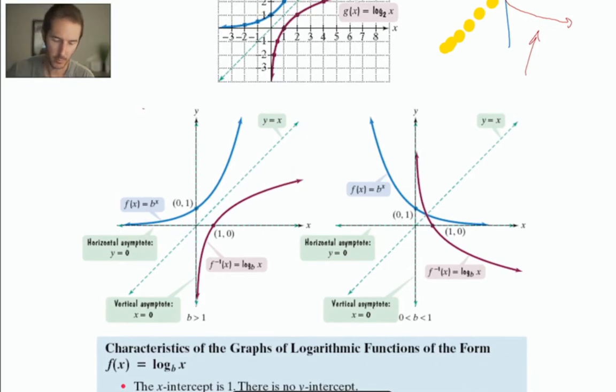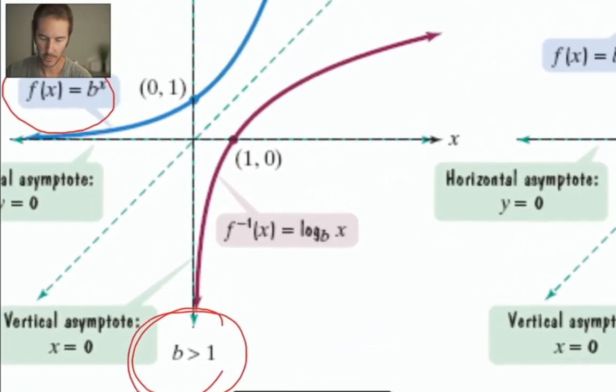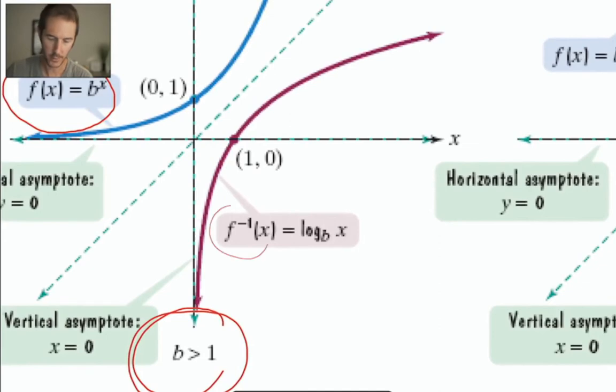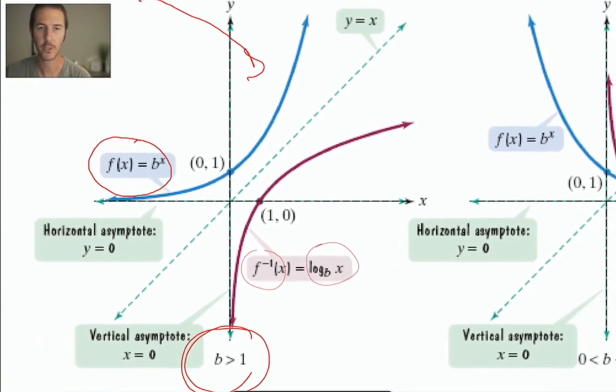All right, here in blue, we're seeing the graph of an exponential function where the b value, look at the bottom of that graph, is greater than 1. So it's an increasing function, that blue curve. Its inverse function is log base b of x. And you can see that the graph of the inverse function and the original function are reflections of each other over the line y equals x.